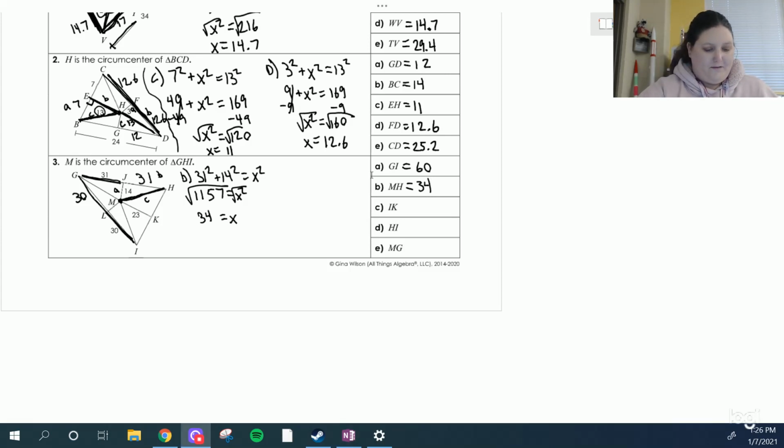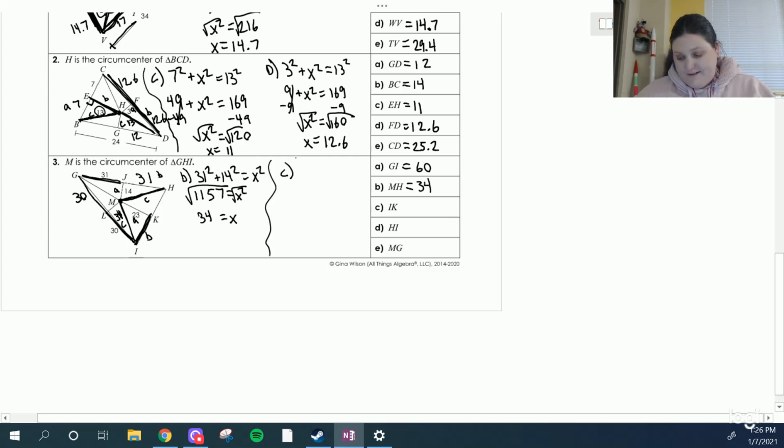Sorry about that interruption. So next one we're finding is IK. So IK is this length here. So IK I'm going to have to use Pythagorean theorem for again. So this length here between my circumcenter and I is 34. I just found that. So 34 is C. I'm going to make 23 A and I'm missing B.